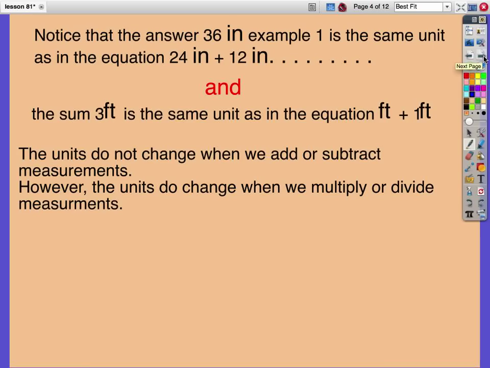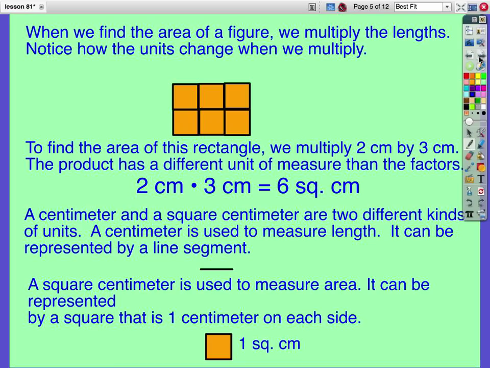So notice that the answer, 36 inches, in example 1, is the same unit as in the equation, 24 inches plus 12 inches. And if we have the sum of 3 feet, it's the same unit as 2 feet plus 1 foot. The units do not change when we add or subtract measurements. However, if we multiply or divide, they are going to change.